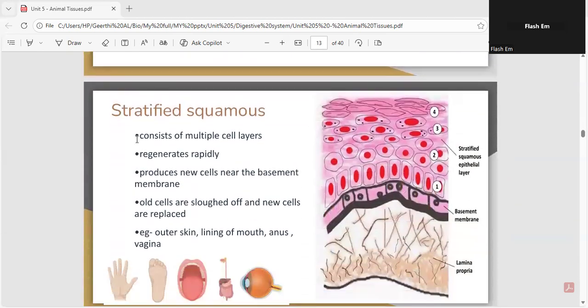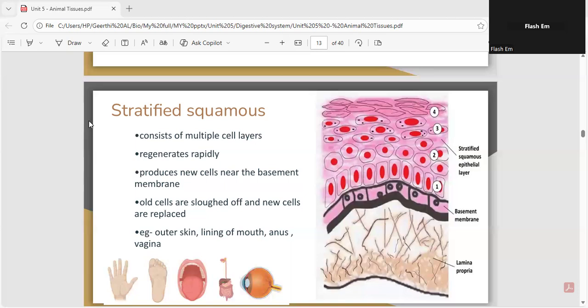Then stratified squamous. Among the compound epithelia, we have the stratified squamous and the other one is transitional. Stratified has multiple cell layers. It regenerates rapidly and produces new cells near the basement membrane. Why is it regenerating? It is found in places where abrasion or cuts occur, like the outer skin or the lining of the mouth, and also in inner parts of the body like the anus and vagina, where contraction and relaxation sometimes damage it.